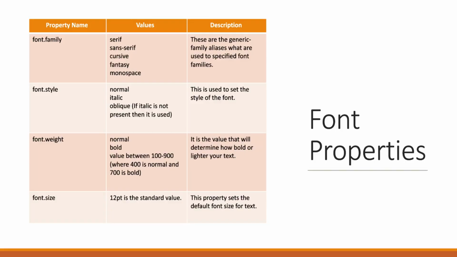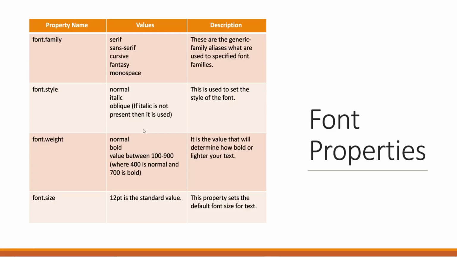The first font property is font.family. It has the following values: serif, sans serif, cursive, fantasy, monospace, and these are the generic family aliases that are used to specify font families. The next property is font.style. It has values normal, italic, and oblique. Oblique is used when italic is not present, and it is used to set the font style.